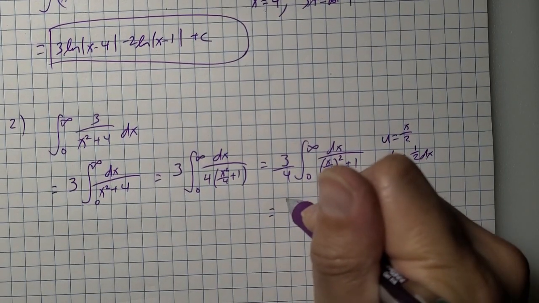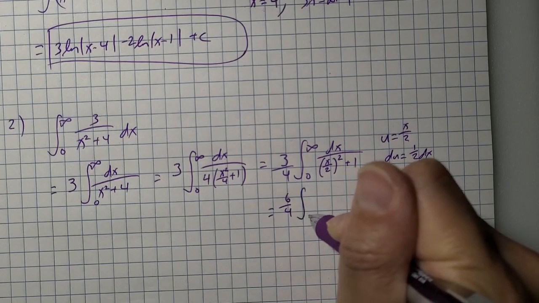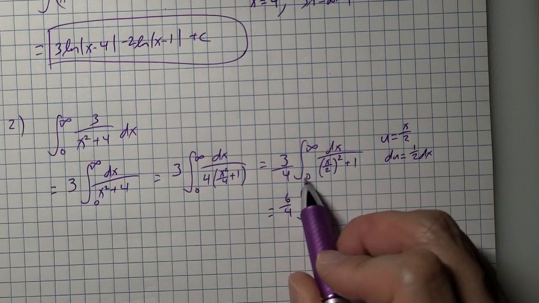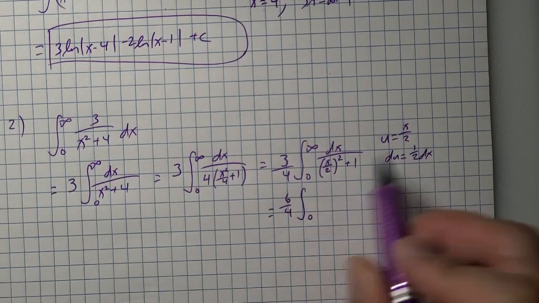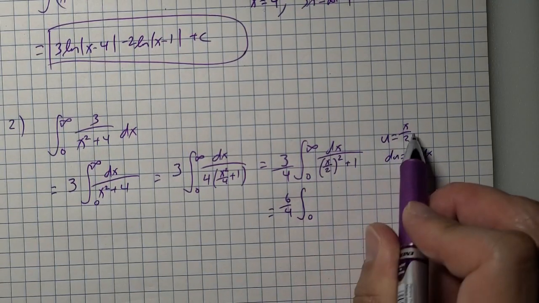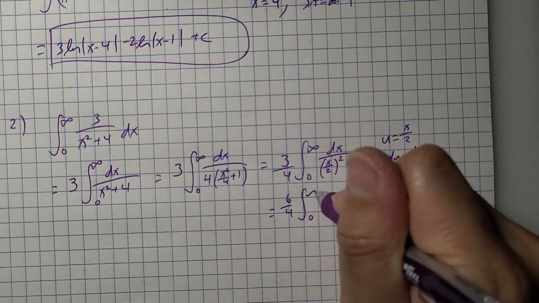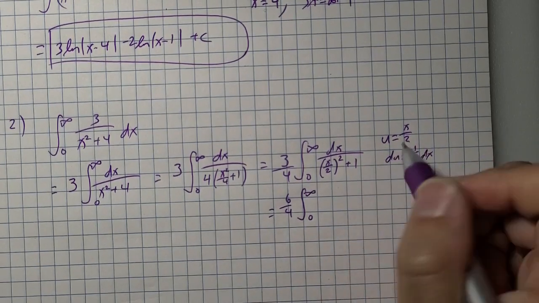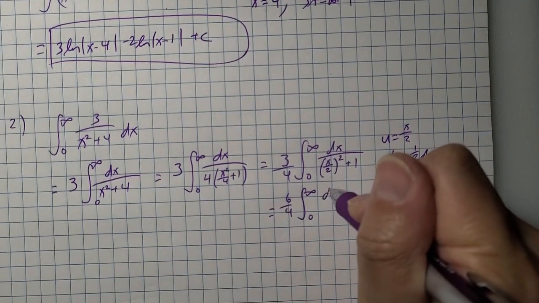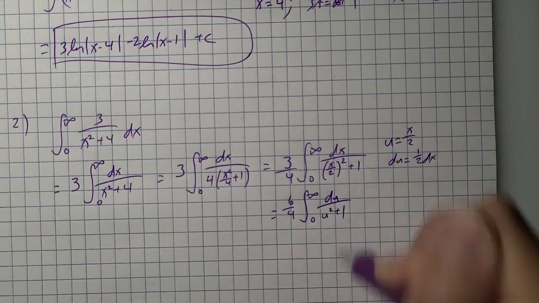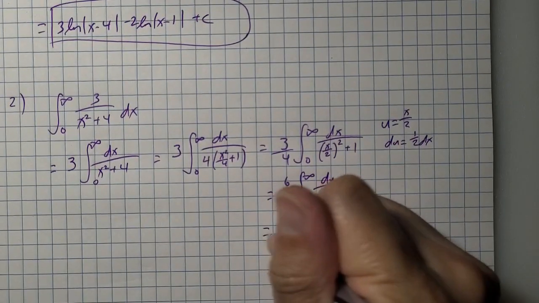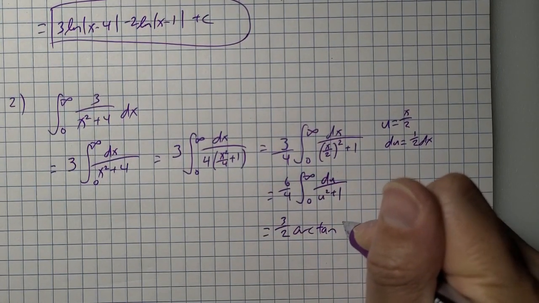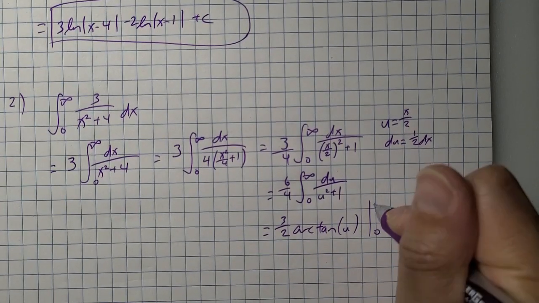So we get 6 over 4 integral from 0. Actually, are our limits of integration still 0 to infinity? If x is equal to 0, u is 0 over 2, which is 0, that's fine. When x is equal to infinity, u is infinity over 2, that's still infinity, so that's fine. The limits of integration happen to be the same. Okay, we get, this would have been 2 du, I already pulled the 2 to the front, so du over u squared plus 1. This you should now know as arctan, so we can simplify to 3 over 2 arctan of u, evaluated from 0 to infinity.